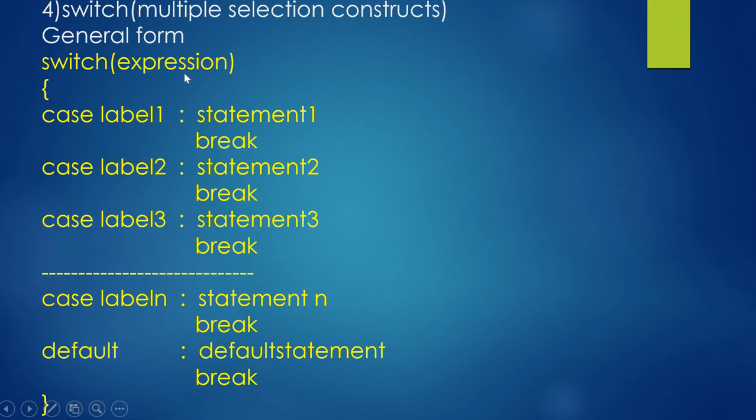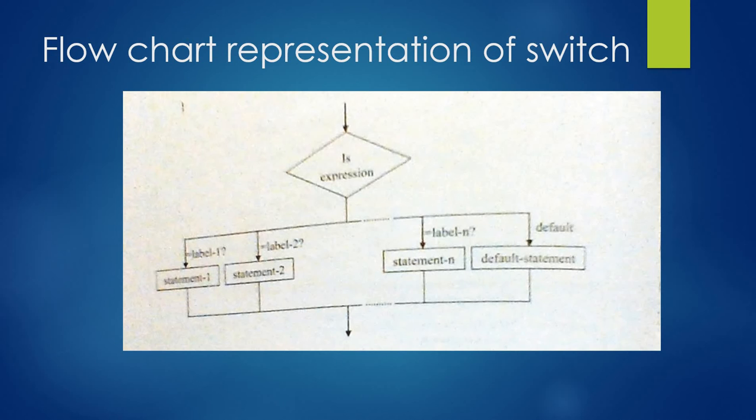Here, if label 1 is equal to the expression, statement 1 will execute. If label 2 is equal to the expression, statement 2 will execute. If label 3 is equal to the expression, statement 3 will execute. If all these conditions are wrong, the default statement will execute. It will be clearer in this flowchart representation.